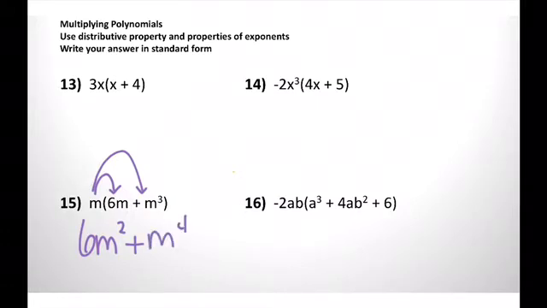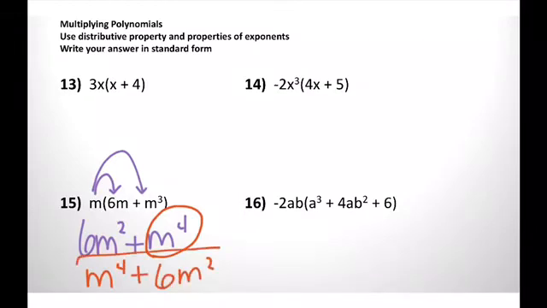If you're not sure, write it out: m times m to the third. But don't just say that it's m to the third or something else. That'll be wrong. Okay, now if you notice on this one, it is not in standard form because I've got m to the fourth last, and that's the highest degree, so I need to rearrange it. So it's m to the fourth plus 6m to the second power.